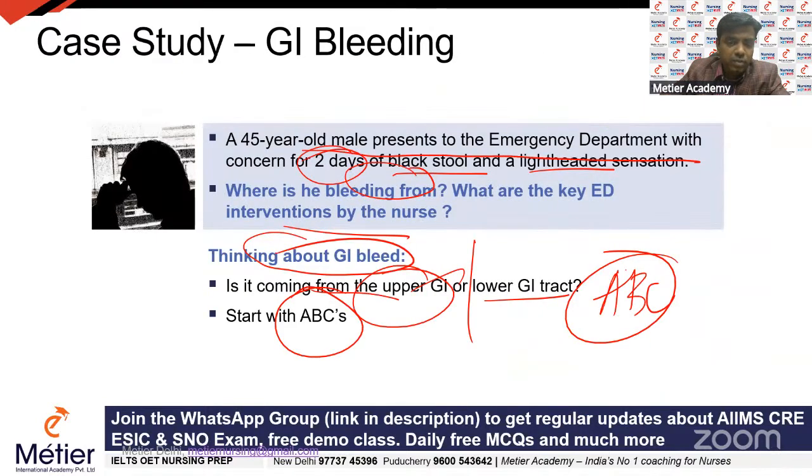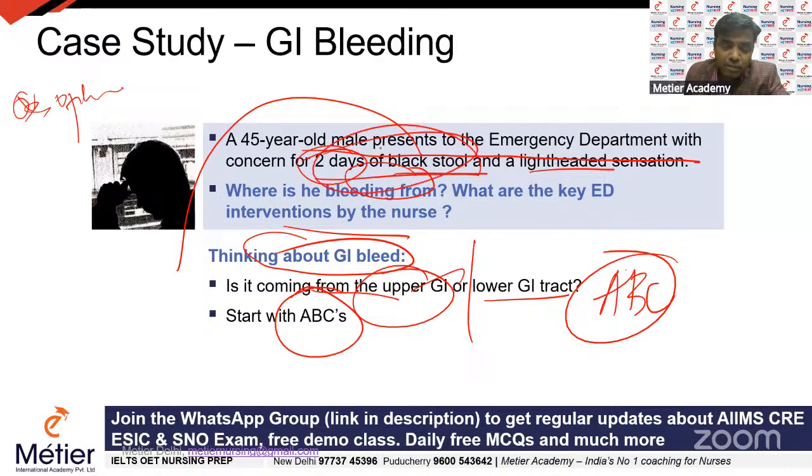So in a case study, you have a patient in the emergency department with a concern of 2 days of black stool. Why am I focusing on esophageal varices? The scenario is 2 days of black stool, sourced from the upper GI. That is why I am focusing on esophageal varices.